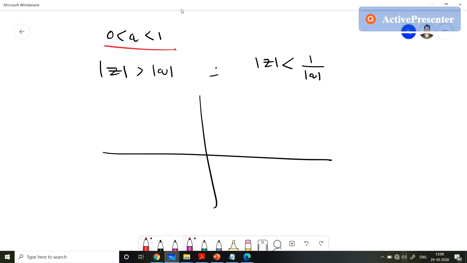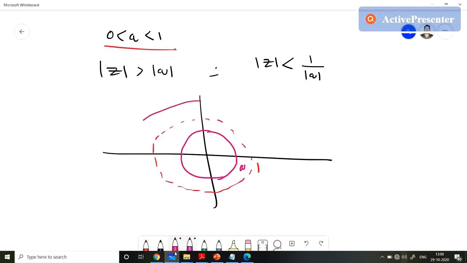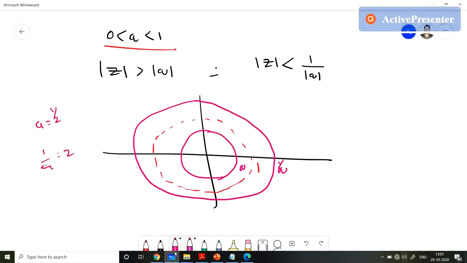So let us take a reference circle, that is the unit circle. Now A is less than 1, so A is inside that. So this is A, and 1 by A should be outside because A is less than 1. For example, if A is 1 by 2, then it is less than 1, and 1 divided by A, that is 2, is greater than 1.